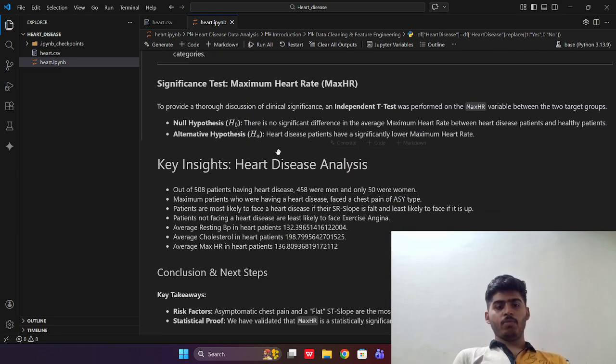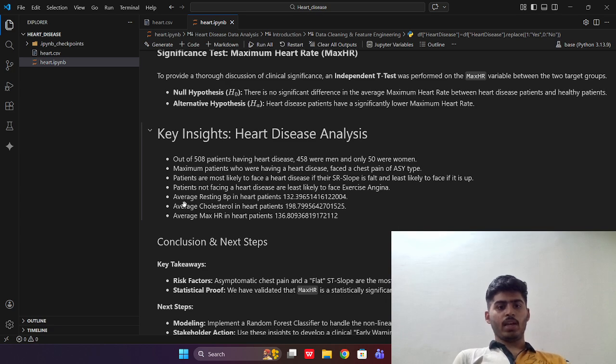At the end, I have written some of the key insights found by me. For example, the average resting BP in heart patients was 132, average cholesterol in heart patients was 198. Patients are more likely to face a heart disease if their ST slope is flat and least likely to face it if it is up, etc.